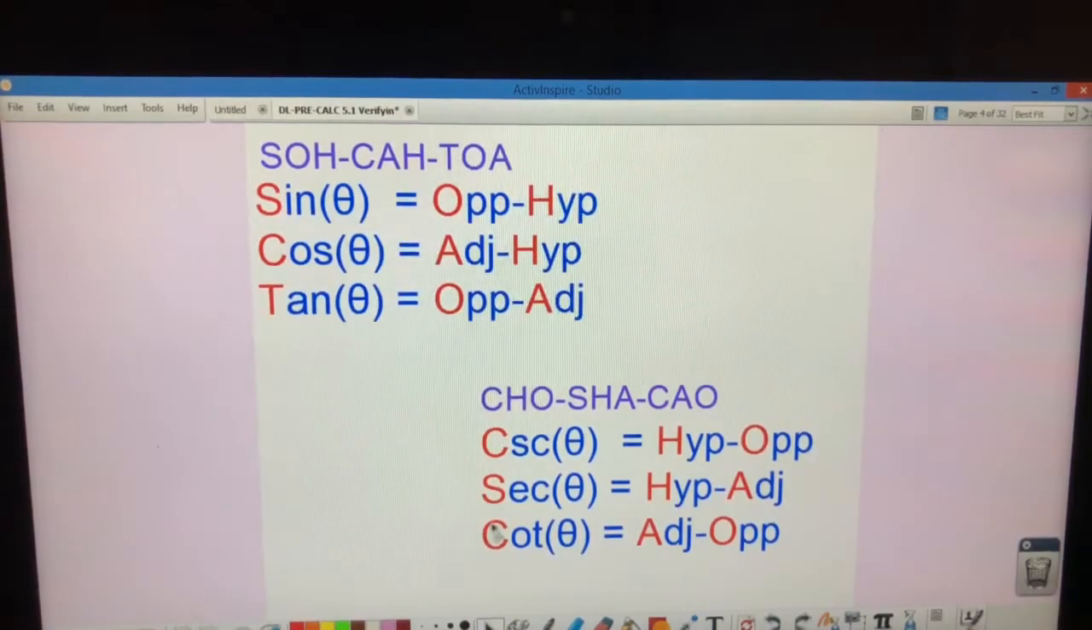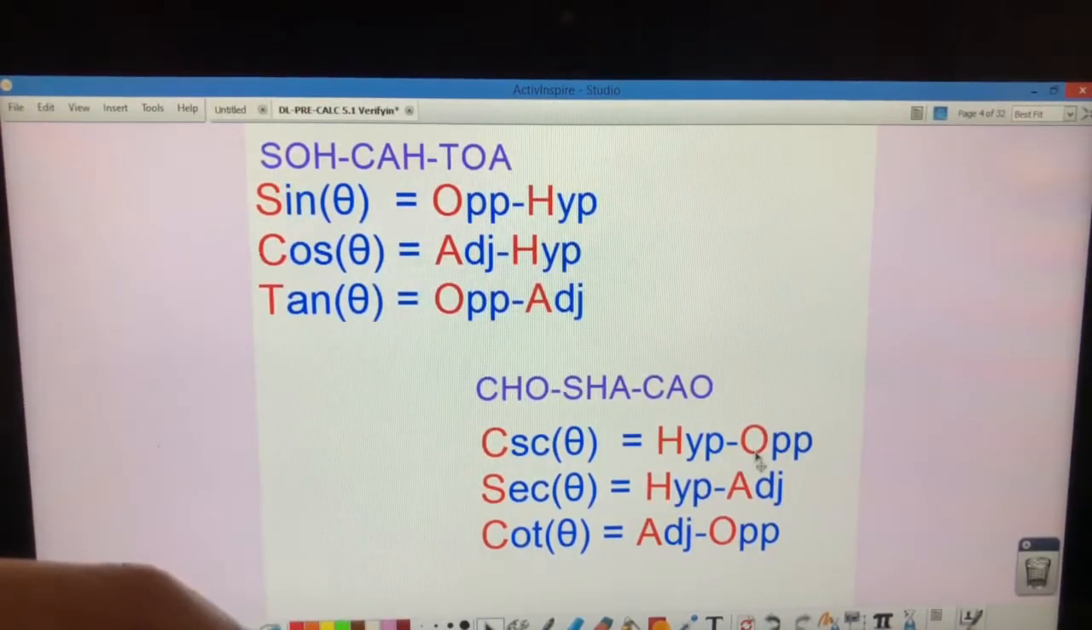I made this mnemonic device to remember. So you all know about SOHCAHTOA: sine, opposite, hypotenuse; cosine, adjacent, hypotenuse; and the tangent is opposite, adjacent. This is what I made up. I call it CHOSHACAO. SOHCAHTOA, CHOSHACAO. So it's cosecant, that starts with a C, hypotenuse on top of opposite. It's just another way to remember things, okay?